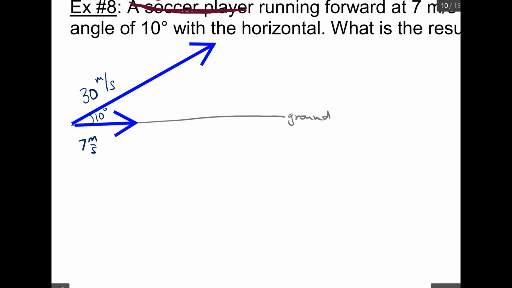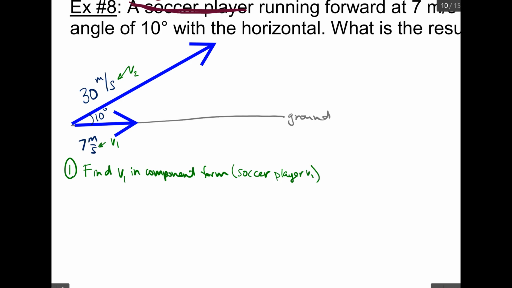Okay, so the first thing I'm going to do is find the first vector in component form. So I should probably label these. First thing I'm going to do is find v1 in component form. So here, my soccer player, Jonah, is going to be player 1. So what is my first vector? How do I write that in component form?